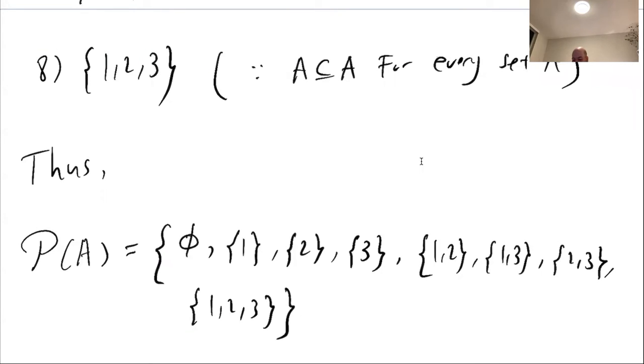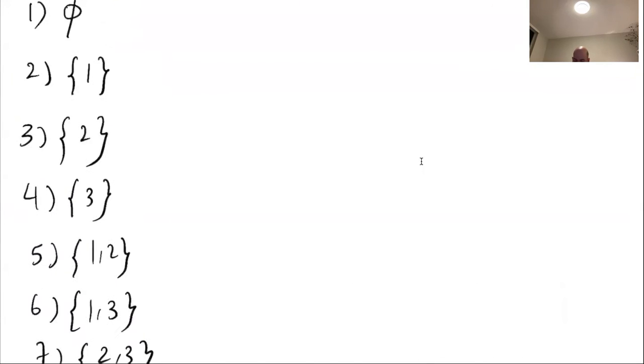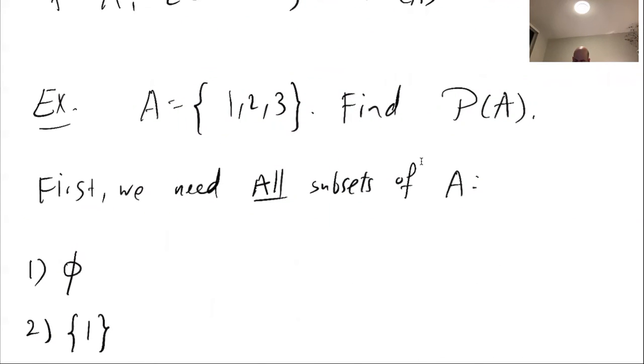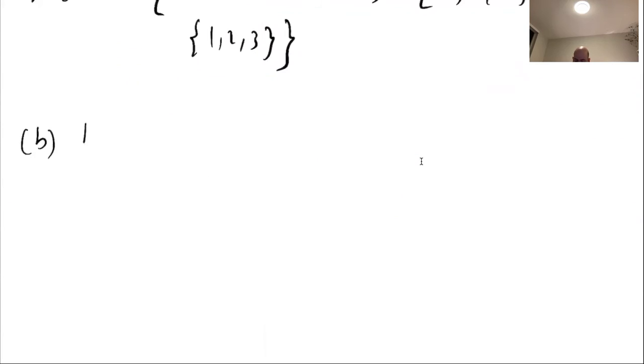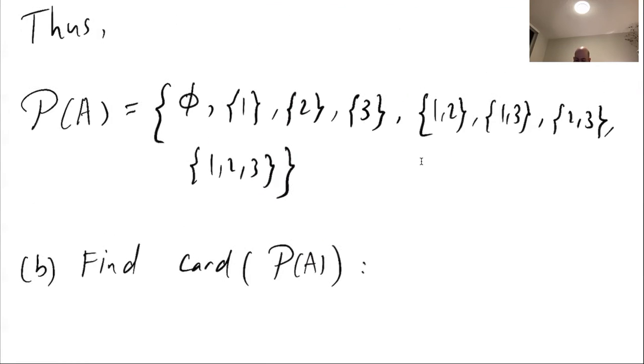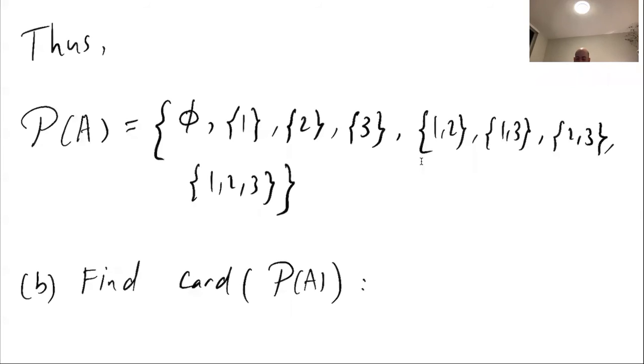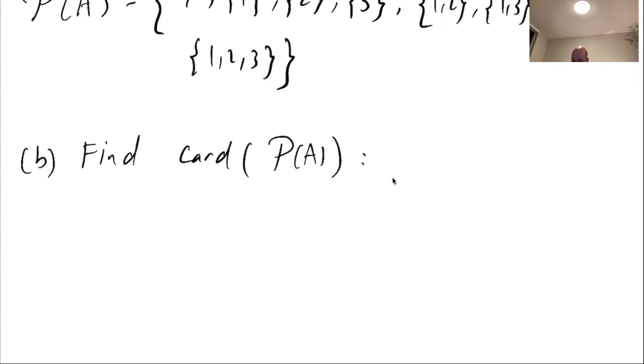So how many elements does A have? I can add part B to this. Part B, find the cardinality of the power set of A. Cardinality means number of elements. How many elements does P of A have? Let's count them. This is the first element, and then there is a comma. Then this is second, third, fourth, fifth, sixth, seventh, eighth. So 8 elements.